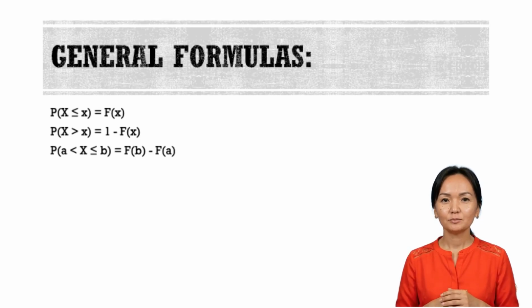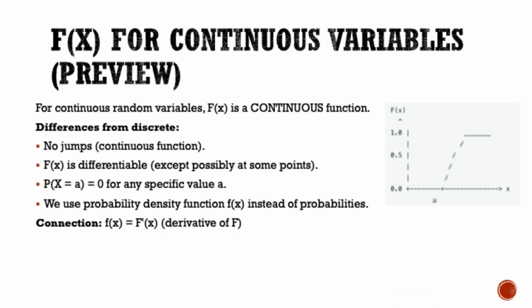For continuous variables, F(x) is a continuous function, and its derivative is the density function. We also learned how to use F(x) to find probabilities. The key takeaway is that the distribution function provides a universal description that works for all types of random variables. Now let's look at how the distribution function works for continuous random variables. This is a preview of what we'll study in much more detail in our upcoming lectures.